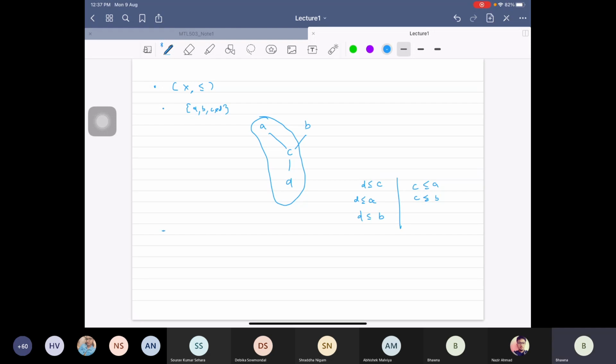Now I'll define upper bound. Suppose we have a non-empty subset Y of X. We call U in X an upper bound of Y if U dominates every element of Y. That means y is less than or equal to U for all y in Y. U is trying to dominate every element of Y. Therefore, we call this an upper bound of Y.